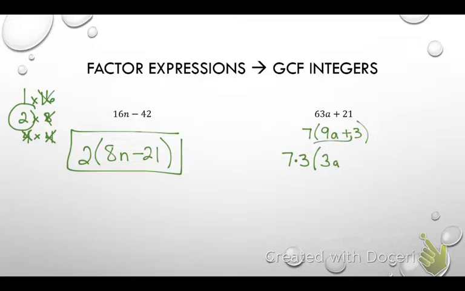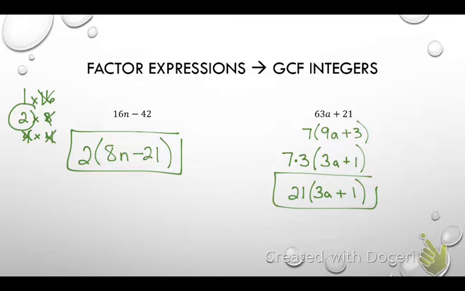3a plus 1. Okay? And then you get down to your answer of 21 times 3a plus 1. I would not recommend this method, okay? Because there's a lot of steps in there where you can mess up. If you had just come up here and started with listing your factors, you would have seen 21 goes into 63, okay? But either way, you'll get to the correct answer.